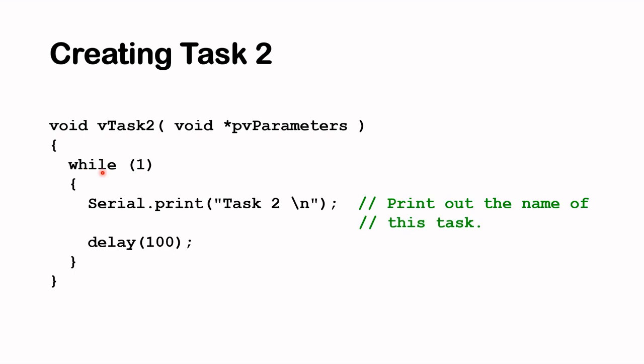Now, if you recall in the previous example, creating task 1, I used a for loop, but here I've chosen to use the while loop, just to demonstrate that you don't have to stick to a for loop, but you can also use a while loop to create the tasks.